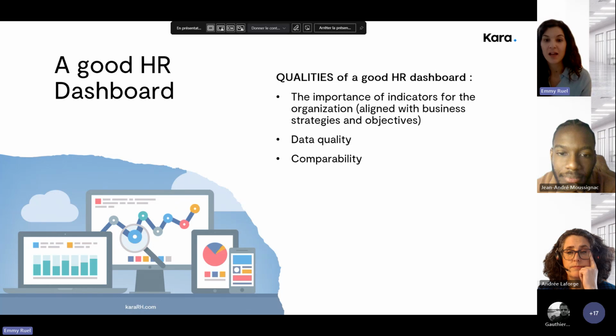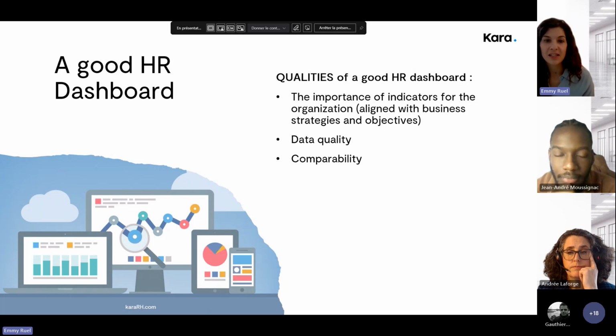Your metrics must be aligned to your organizational strategy, so you can demonstrate that you are contributing to the achievement of your objectives. And then an essential element of an effective dashboard is the quality of your data. Your data is the basis of your indicators and analysis. So I'm sorry to tell you this, but if your data is not clean, then what comes out of it won't be good either, okay?